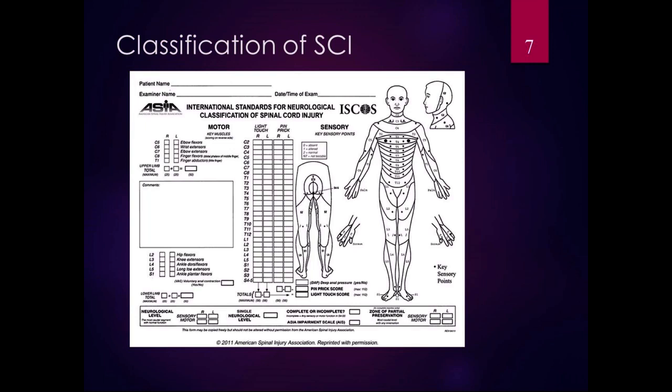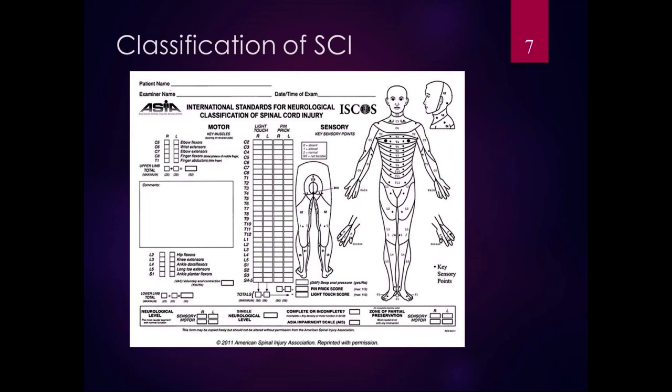To the left of the columns is a list of segments of the spinal cord, and sensory scores are recorded on the right half of the form. So scoring criteria are listed on the box, on the form, and areas of impaired or absent sensation can be indicated on the dermatome diagrams. At the bottom of the motor and sensory sections are small boxes for totaling motor and sensory scores, and the neurologic level is recorded at the bottom of the form. So it's a very specific set of criteria for classifying spinal cords.